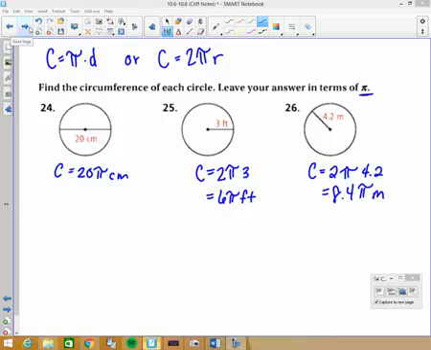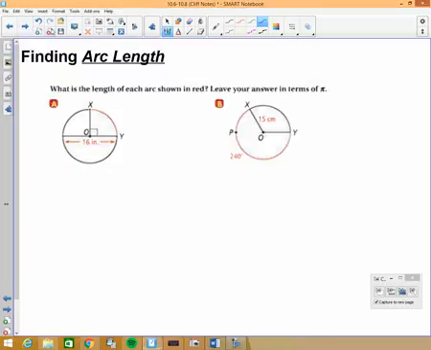Now, to take it a step further, we're going to find the arc length. And when we ask about the arc length, we're talking about the distance just between x and y, just the length of that sector, so that part of the circumference.